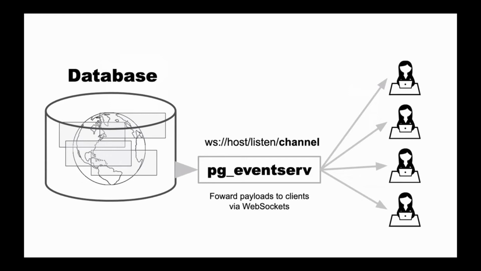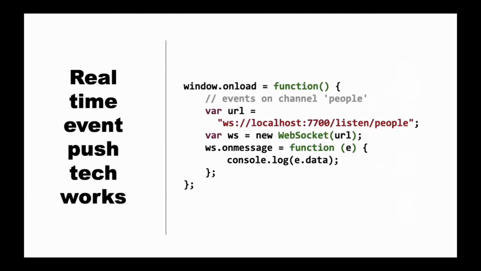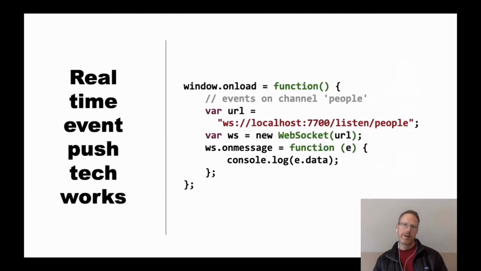Not only that, multiple clients can connect to the same URL and they all share the same underlying database connection. So there's no database connection penalty to servicing a lot of web clients using PG Event Serve. They all sit on one connection. All right, so we have the server side. How does a web client connect? The minimal JavaScript implementation on the client side, this is the smallest I write, might look like this.